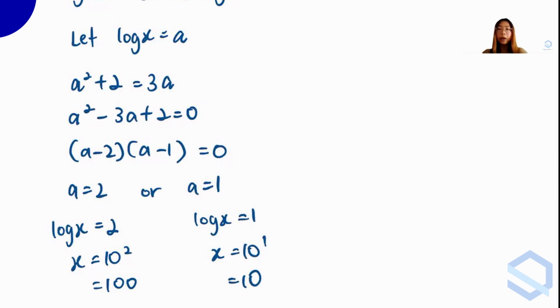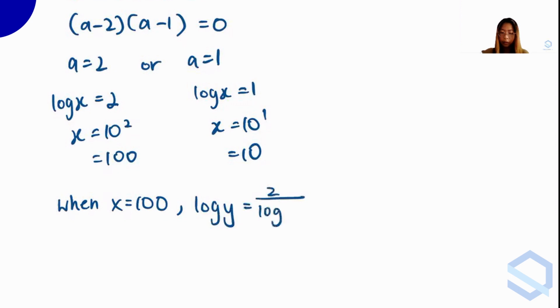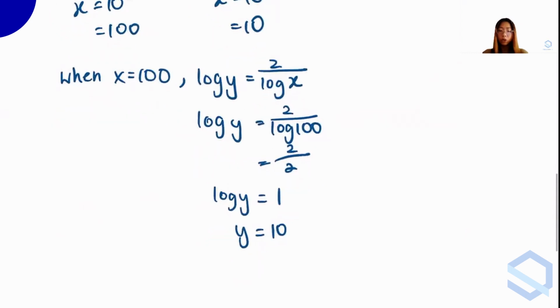But remember that we have to find the values of y as well. So when we substitute into y, we sub the value. When x equals to 100, the previous equation that we got was log y equals to 2 over log x. So log y will be equivalent to 2 over log 100. Log 100 is just 2. So it means that log y is just 1, making y to be 10. So it means that when x is 100, y will be 10.